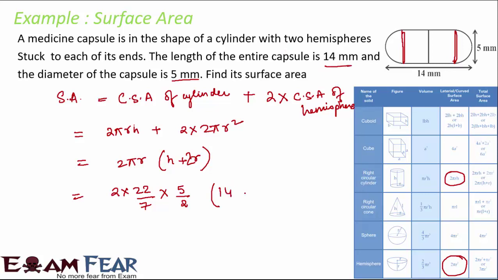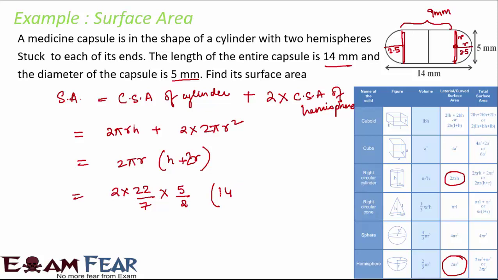Okay, so 14 millimeter is the entire length, not just the height of the cylinder. So from this 14, we will have to subtract the radius of the two hemispheres. So the radius of the hemisphere is how much? Obviously, if this is the radius of the hemisphere, this is also the radius of a hemisphere, right? The diameter is 5 mm, so the radius will be 2.5 mm, correct? So this is 2.5, this is also 2.5. So you need to subtract these 2.5 from 14. So what is the length of the cylinder? It will be 9 mm.